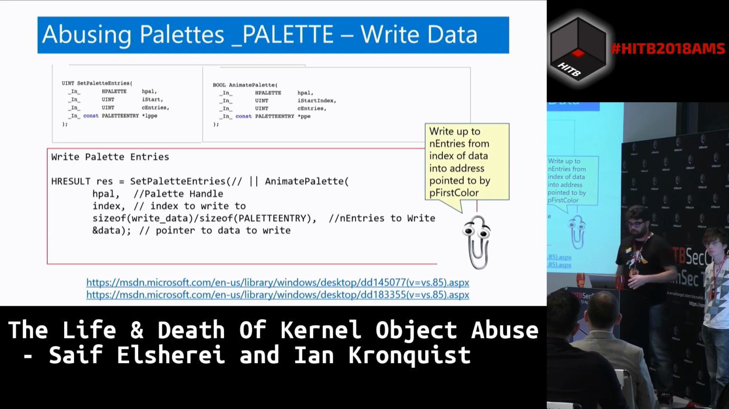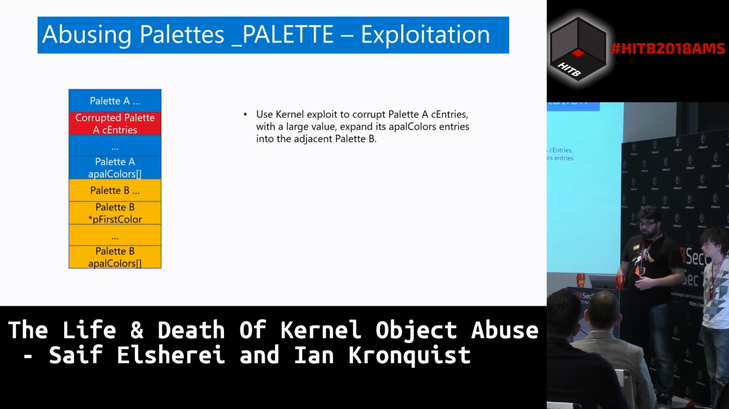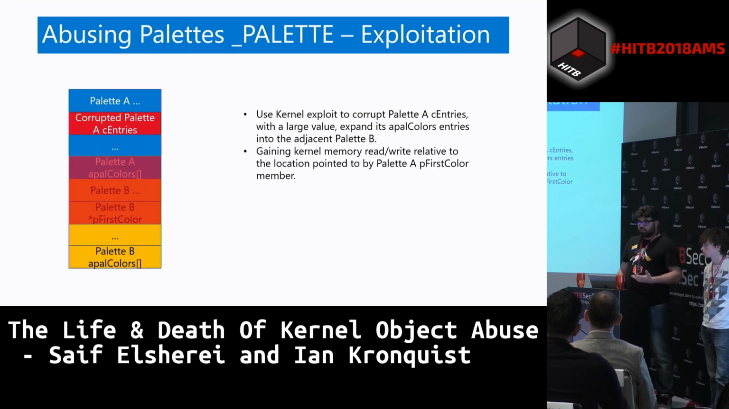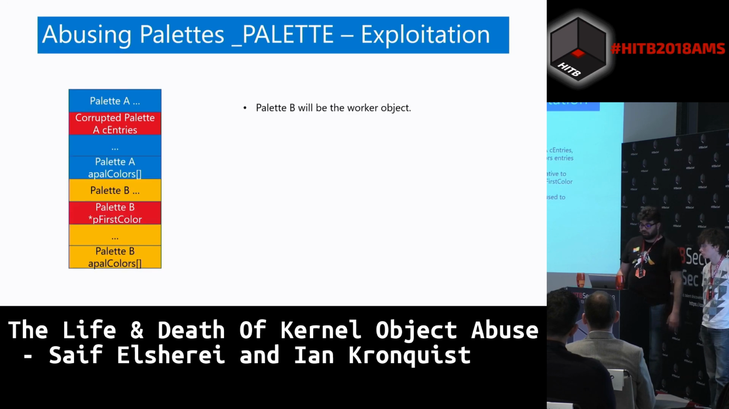Now you can see how palettes can be very powerful, specifically that they allow you to write a specific amount of data to a specific location that you can control, and we will see how we can abuse that in a minute. So we start by allocating two palettes adjacent to each other in memory, palette A and palette B. We use a kernel bug to corrupt the cEntries member of palette A. That will give us relative memory read and write into palette B's memory, which is adjacent to palette A. And palette A will be the manager object that will be used to set the pointer that we will read and write from later on.